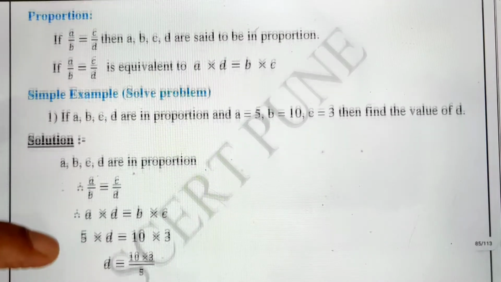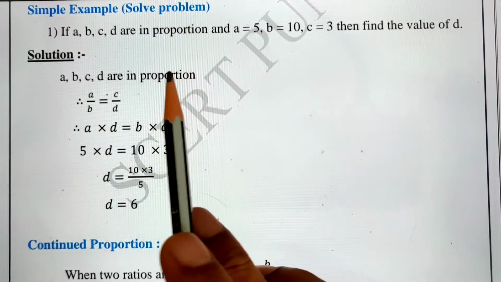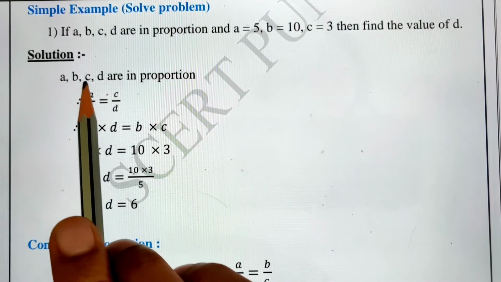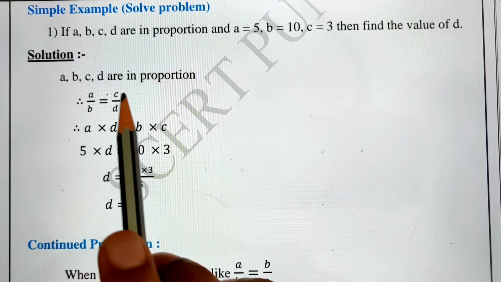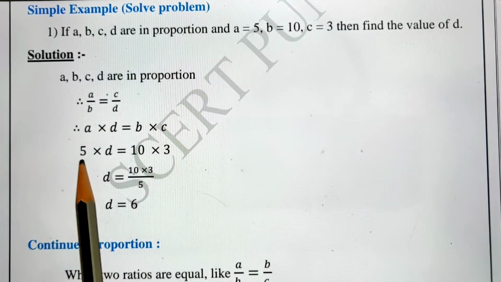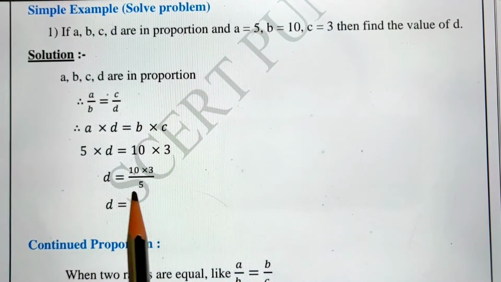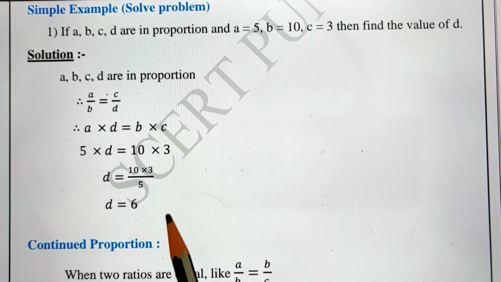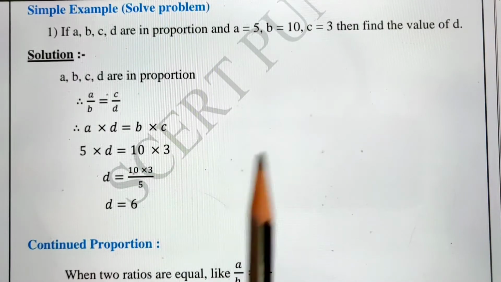So here, how to solve this example? A, B, C, D are in proportion, that means A upon B equals C upon D. Now, A into D is equal to B into C. Substitute the value: 5 into D equals 10 into C, because these values are given. So D is equal to 6. So in this way, we can solve the examples which are based on the proportion.